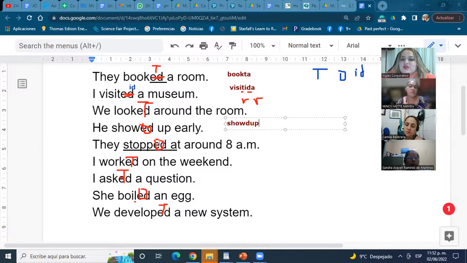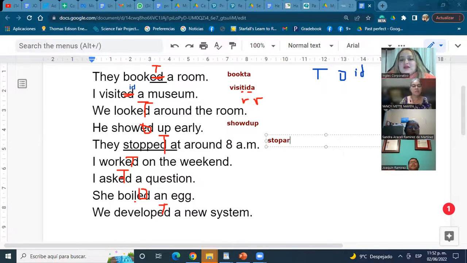Hey, ese era T. Yes, I know. That's a T. So they stopped at... Oh, this one is difficult. Stop that. Esa T está entre vocales, es R ahora. Stop around. Y esa D.